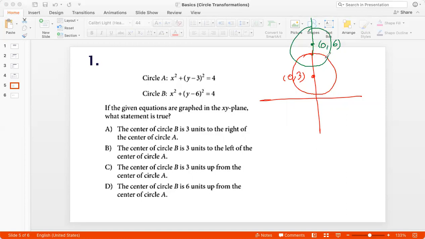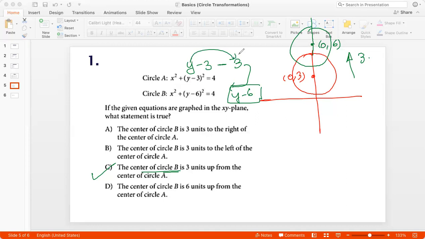So I can directly see that I have moved my circle 3 units up, right? The center of circle B is 3 units up from the center of circle A. What if I wanted to apply the transformation concept here? Then I can see that from y - 3, I'm doing a minus 3 to get y - 6. And when I replace y with y - 3, that indicates a movement of 3 units up. So whether I do it algebraically using the transformation method or by drawing the graph, I get C as my answer.